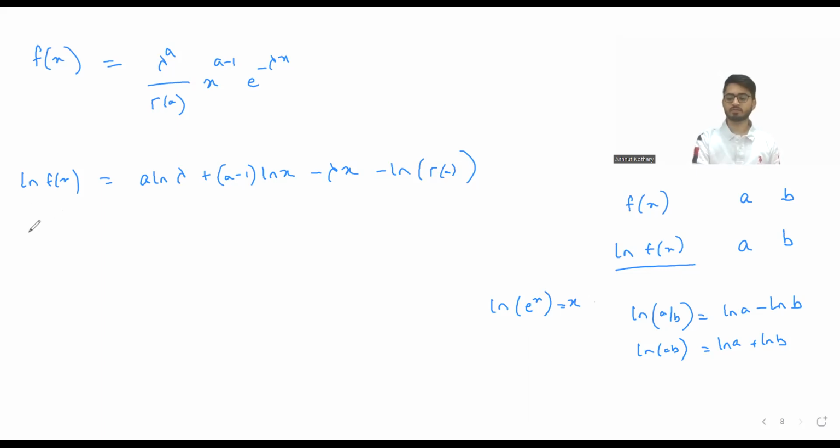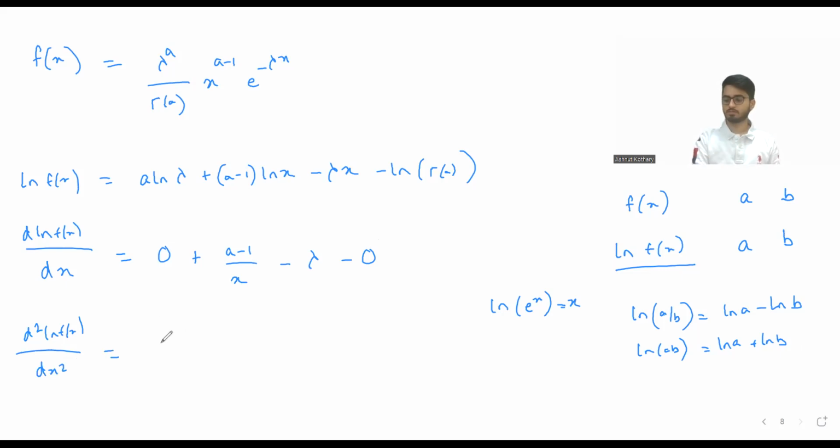Now I need to differentiate with respect to what? x. The first term will be 0. The second term will be the first derivative, and then the second derivative. This will come out to be minus (alpha minus 1) by x square. Now I need to equate the first derivative to 0. On doing that, I will get x is nothing but (alpha minus 1) by lambda.